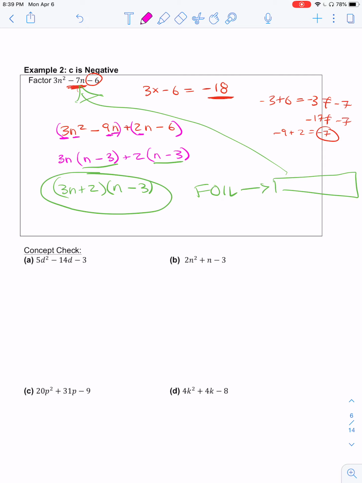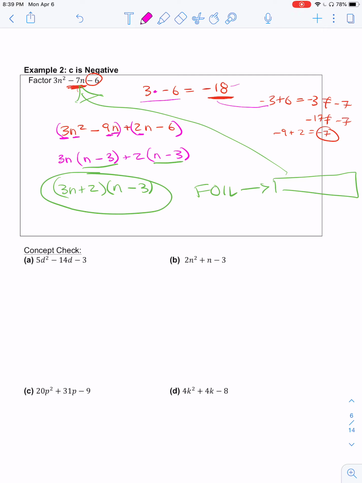So what we did here, if C is negative, we do the same exact procedure. As you can see, I did 3 times -6. I'll just make it clear that it is a multiplication sign. So 3 times -6 equals -18, and -18 splits into 3 different sets of factors, which I took a look at here.